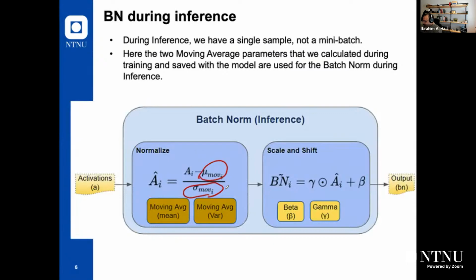We will use those values which we stored before for doing normalization. So we apply them to the input features. We use those mu moving and sigma moving for doing normalization. And after that, we do scaling and shifting using gamma and beta, which we already have from the training process. So in this case, we calculate the batch normalized output.